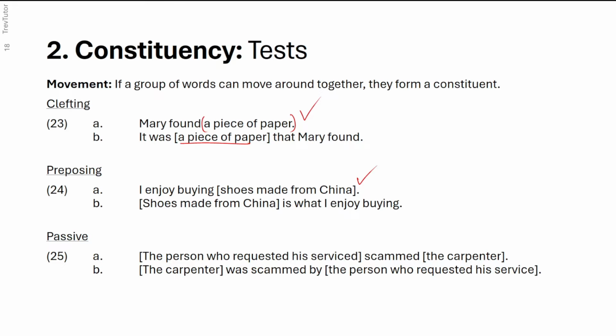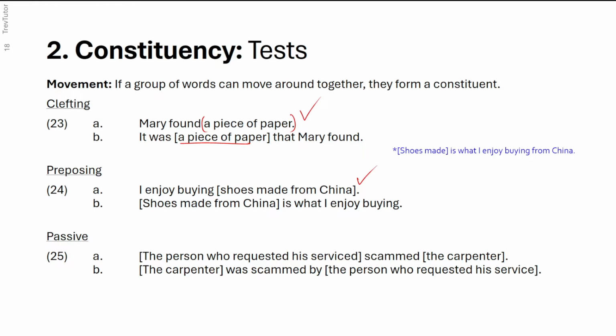But let's just say we want to say that, I don't know, shoes made is a constituent. So can we just move shoes made up? Well, that's not really going to work. We can't really say, shoes made is what I enjoy buying from China. Like, that doesn't really sound grammatical. So because we can't just move shoes made up, then we know that this bit, shoes made, is not a constituent. It needs to form a constituent with some other words.